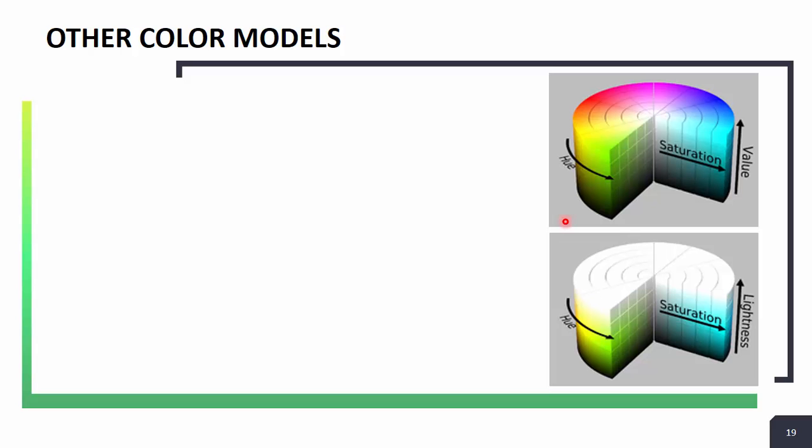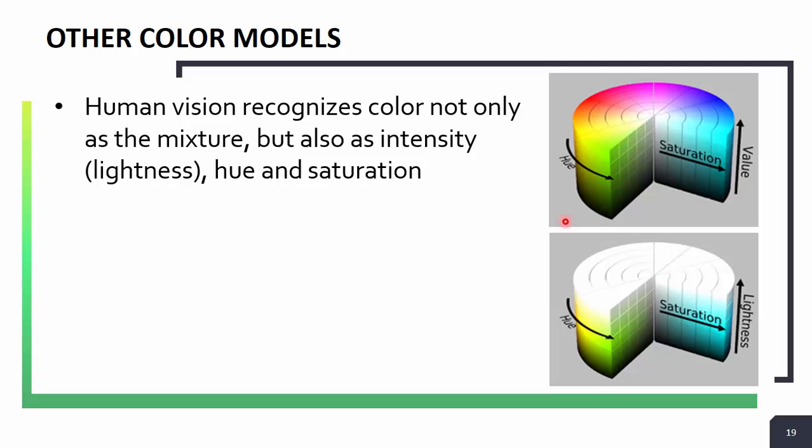Other than these two color models, we also have color models that do not compose color. We have color models that define color according to how humans recognize color. For example, humans consider color to have intensity or lightness, hue meaning which color it is, and also how saturated, how pure the color is. Saturation means the purity of the color.